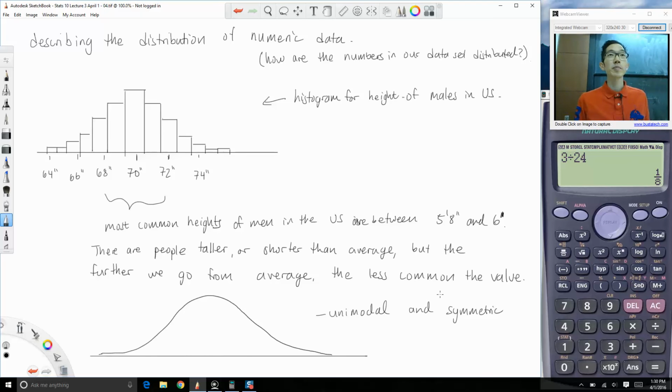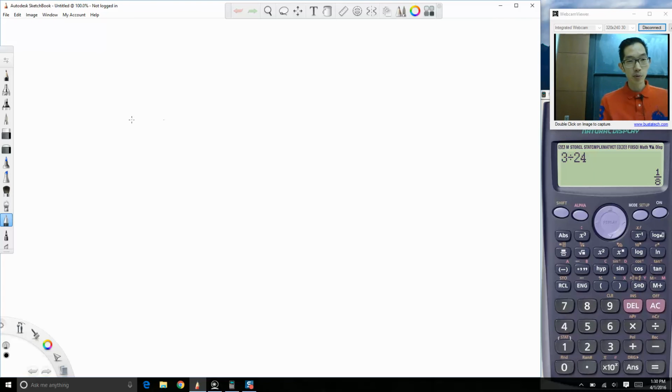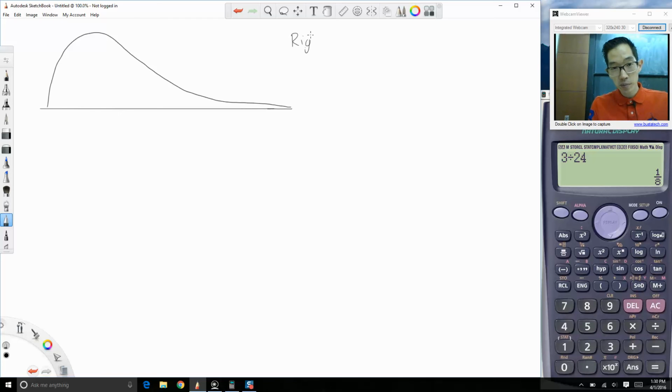Is that okay? And so instead of me drawing all of these rectangles, I'm just going to use these simple curves to summarize the shape of things. Okay, so we have unimodal and symmetric. We also have distributions that are, this is what we would call a skewed distribution. This is right skewed.